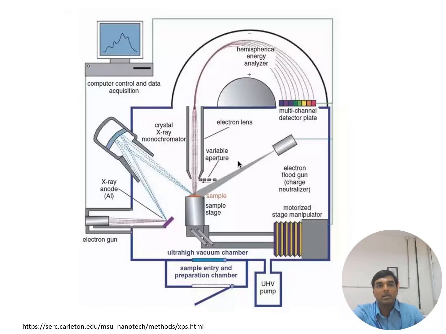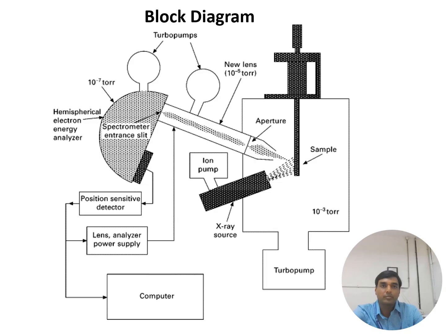This is a similar diagram. The X-ray beam falls on the sample, and the ejected electrons are collected by the detector. This is a block diagram for more clarity. Basically, this is your X-ray source, this is your sample, and this is your detector. The photoelectrons will be collected by this detector with different energy.